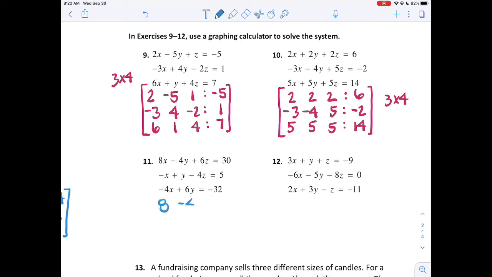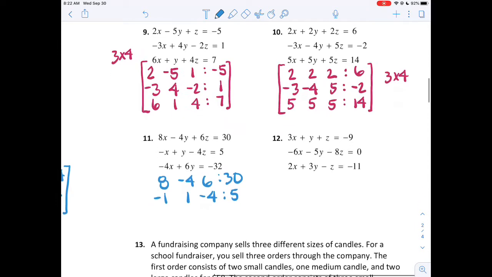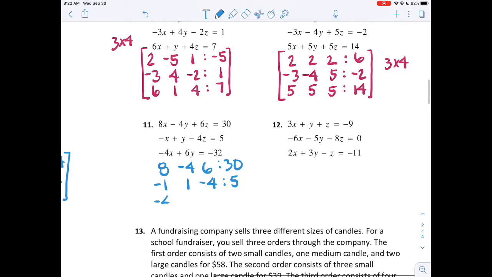8, -4, 6, 30. This one is in standard form. I didn't say that, but it is. Remembering to put ones when you don't have a different coefficient. Oh, and remembering to put zeros when you don't see the variable at all. We have 0 z's here. Bracket that off as a matrix and note that it's 3x4.